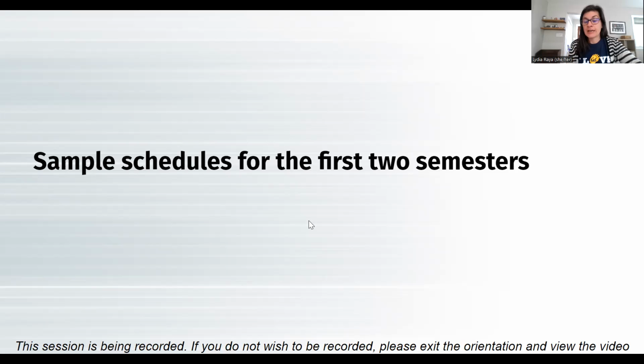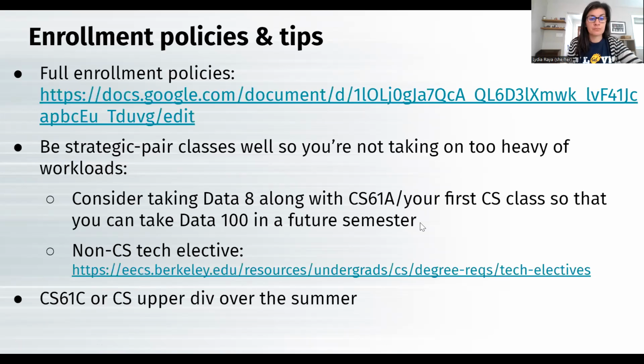And does Data 8 fulfill any requirements at all? No. But in the sample schedules, I will go over why I'm suggesting that class. So I'm linking the full enrollment priorities here. For that student who was asking about getting into classes, this is for CS classes. For your lower division classes like 61A, 61B, 70, 61C, those are going to have seats reserved for you. So you will not have issues getting into those classes as a CS major.